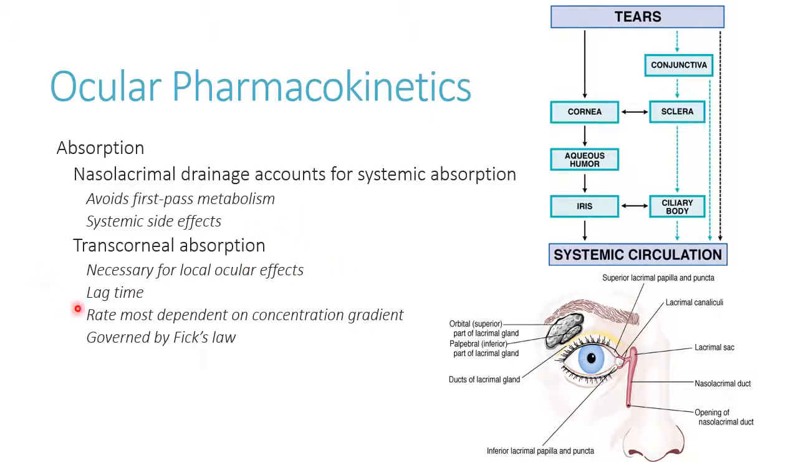Now, you can have some absorption transcorneally, and sometimes that's good, especially if the infection is within the eye itself. However, it's going to take some time for that to occur, so that's the lag time. That's why certain drugs may not be effective immediately. It may take a little bit of time to actually cross over. And that's governed by Fick's law, where we mentioned that the cornea itself is pretty thin, so things are going to be able to cross relatively easily compared to something thicker like the skin.